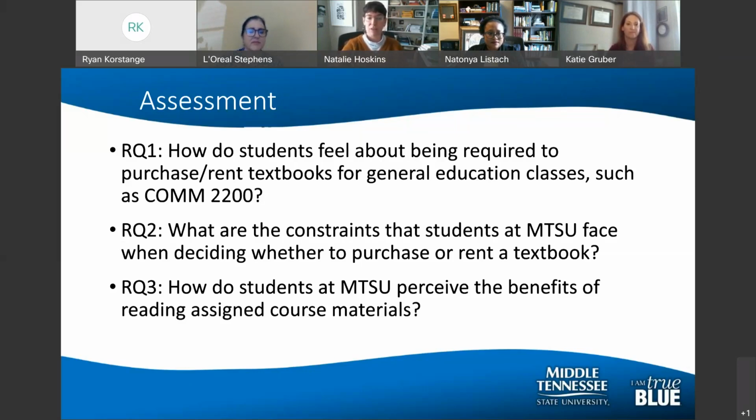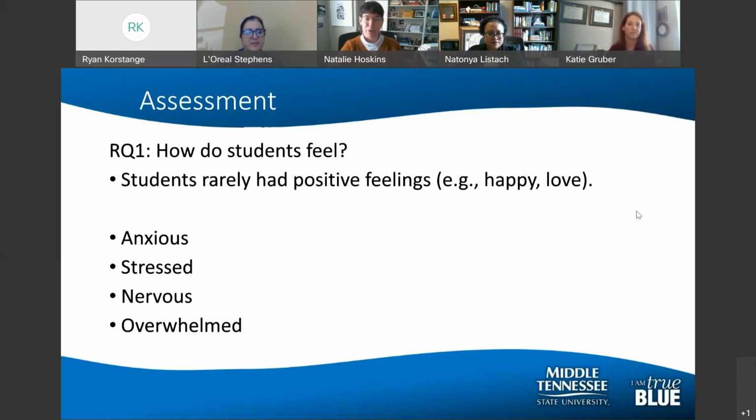And the results that we got from our survey, both pre and post test, were that in regards to research question 1 about their feelings, students rarely had positive feelings about purchasing or renting textbooks, which is no surprise, right? We expected that. But we really wanted to show, with their own voices and lived experiences, that this is an uncomfortable and unhappy time for them when they have to spend money or worry about spending money on textbooks. So you can see here, rarely do they mention anything about loving their books or being happy about their books. There were a few outliers, students who said that they preferred hard copies over online resources. They exist, but they are in the minority.